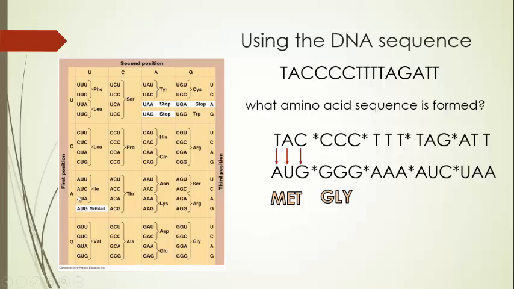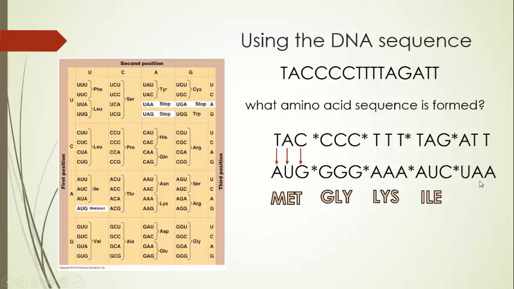Now look for AAA. And I start over here. Now I can also go over here. Oh, there it is. So it's LYS. And then I'm going to look for AUC. So go ahead and find that on the chart. So I come over here, I'm going to start looking for U's. Oh, there it is right there, AUC is ILE.